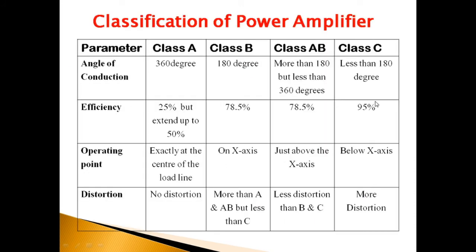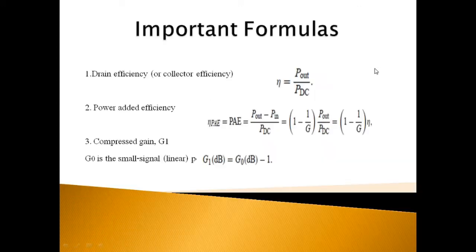Now this is one of the tables you have to remember for attending the multiple choice questions: conduction angle, efficiency, operating point, and distortion of class A, class B, class AB and class C type. Now these are the important formulas you have to remember.